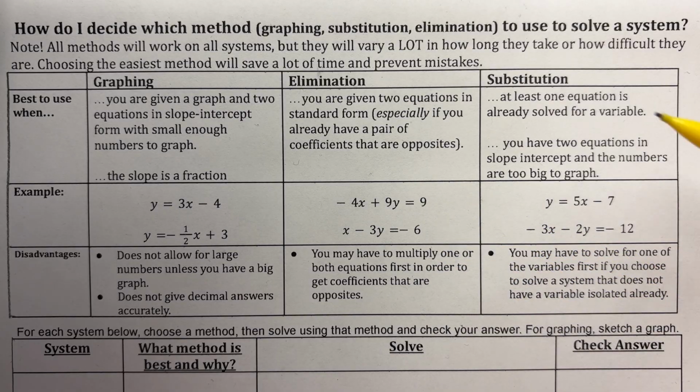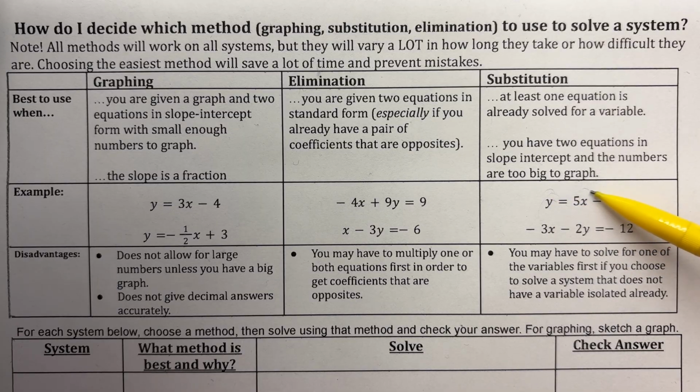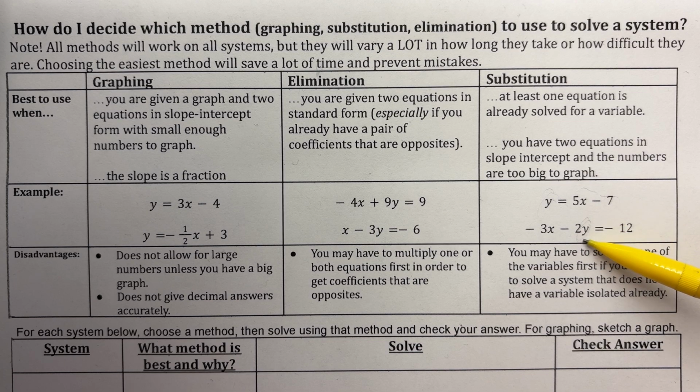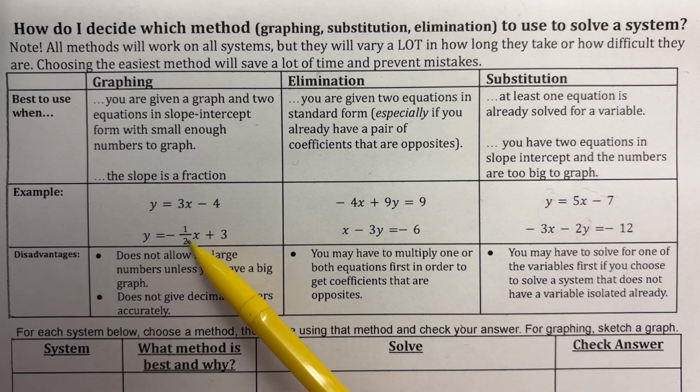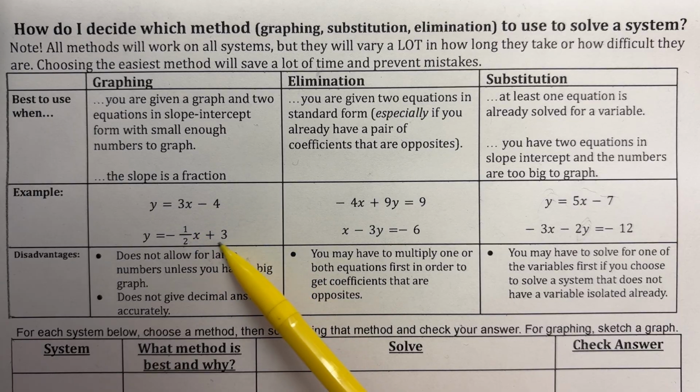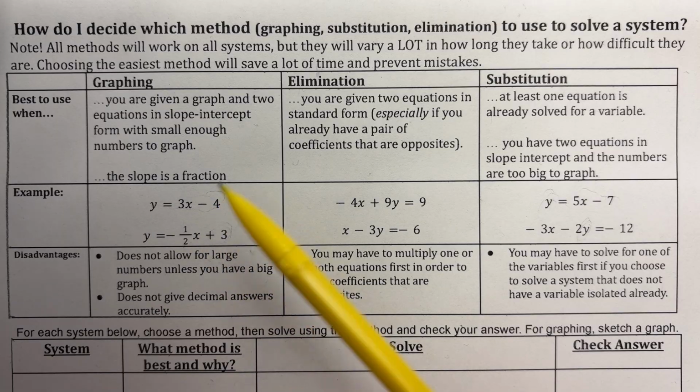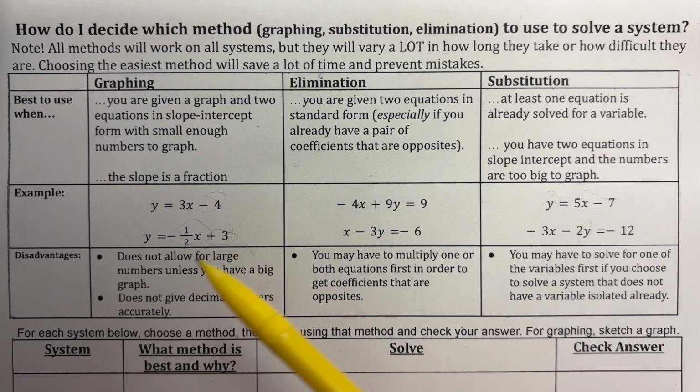Whereas substitution is easiest if at least one of the equations is already solved for a variable. Look, this y is by itself, so this y is equal to this, so I can just take this 5x minus 7 and plug it in right here for y. You can also use this if you have 2 equations in slope-intercept form and the numbers are too big to graph. If I had 2 equations that look like this, especially without a fraction, and let's say this number was 20, I probably don't have a graph that goes up to 20. I could just set this 3x minus 4 equal to this and solve like that.